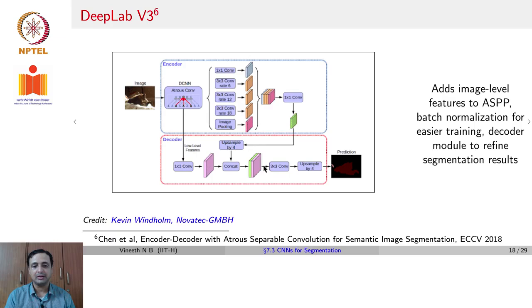These are then concatenated, and you finally have one more convolution at the end and then upsample and make your predictions at the end. Remember that when we say prediction, it is going to be again an output volume whose resolution is the same as the input image, and the number of channels would be C plus 1, where C is the number of classes plus 1 for background.